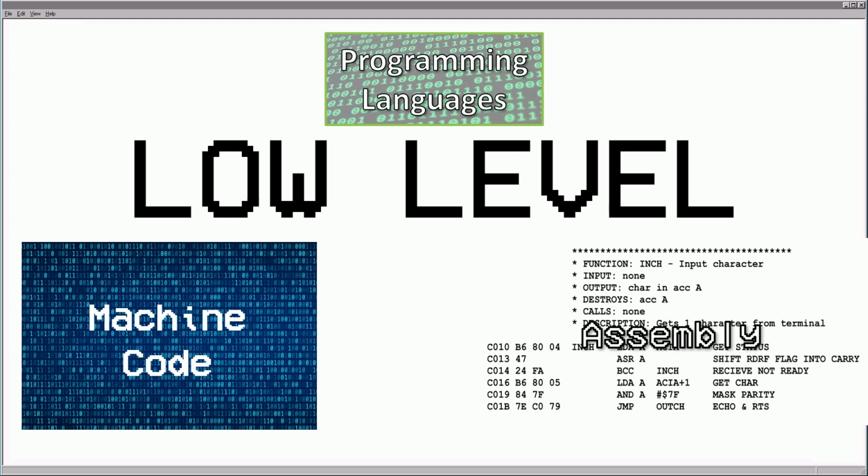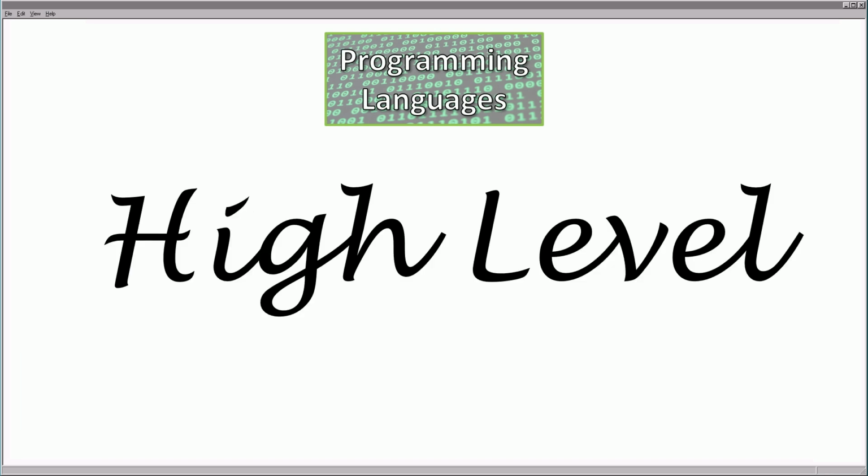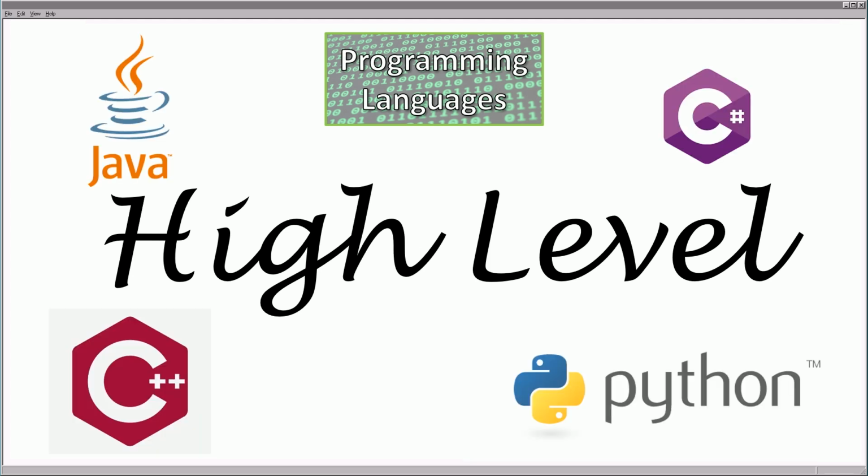Now, low-level languages are useful and they're very fast as they utilize the hardware directly, but they can be fairly difficult to use. This is why later on, high-level languages were developed. A high-level language is meant to mimic a natural language, and there are a lot of different high-level languages out there: Java, C++, C#, Python, all of those.